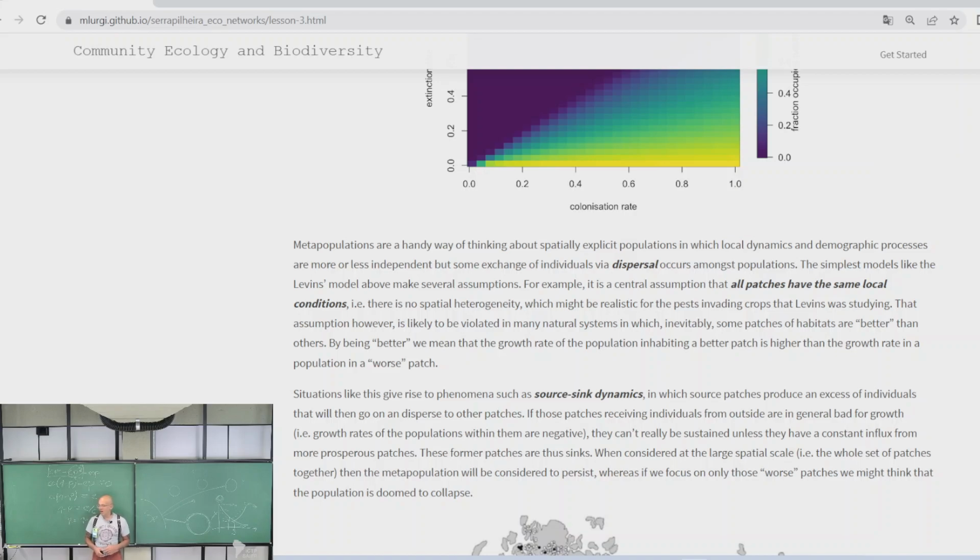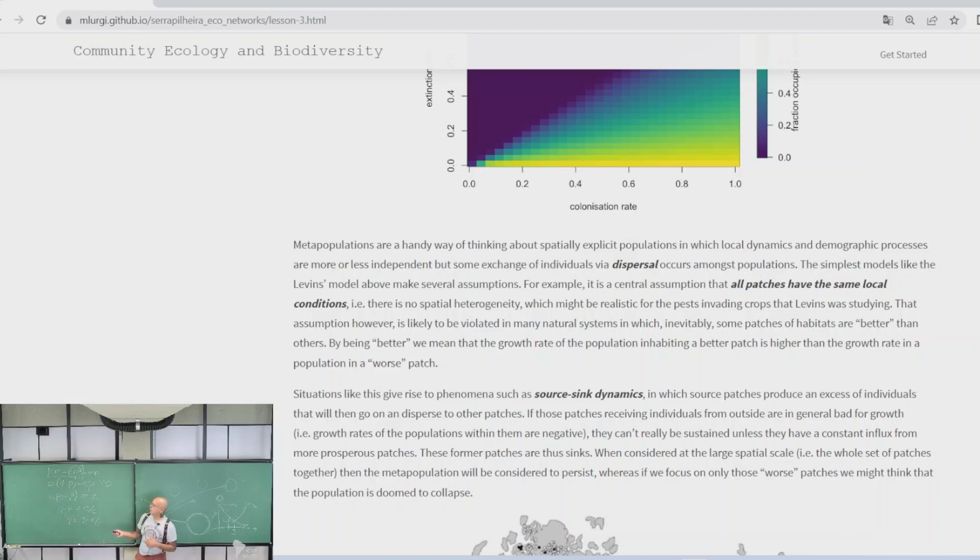So yeah, what Tao was getting at before is what happens when we are interested in a more explicit representation of space. Basically, it boils down to trying to deal with some of the assumptions of the previous model, which are that all of the patches have the same local conditions, they are all connected in the same way, and dispersal between the patches is the same kind of thing. If we are not happy with those assumptions, then we need more sophisticated models that can incorporate that information.